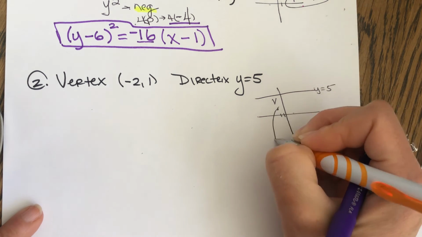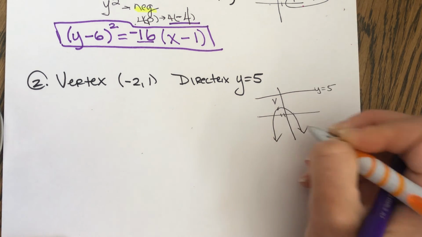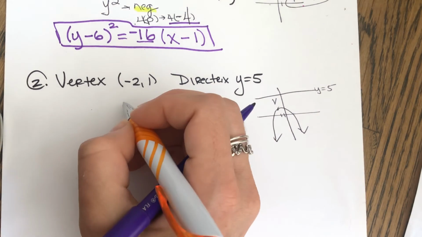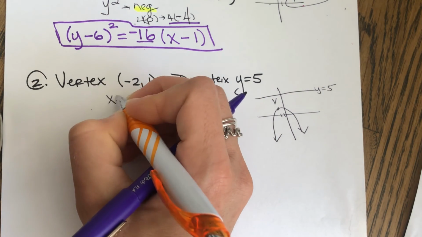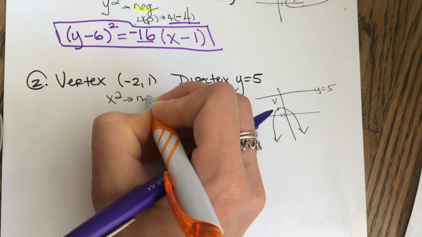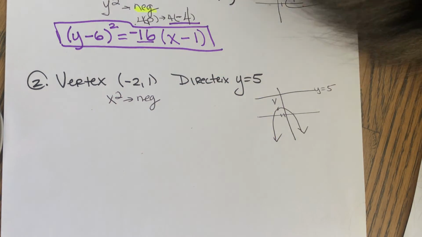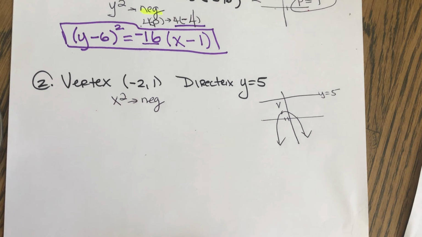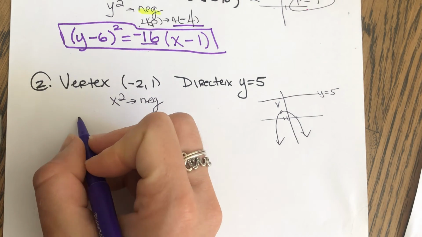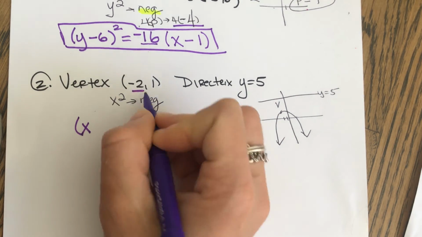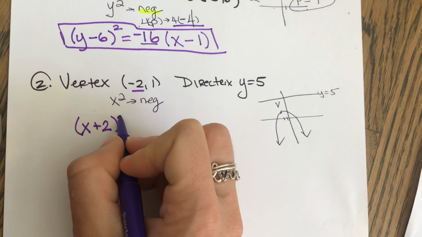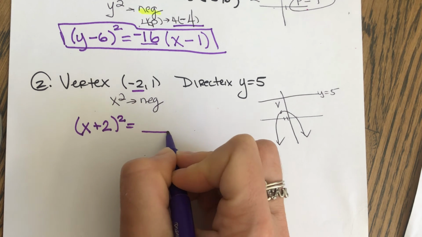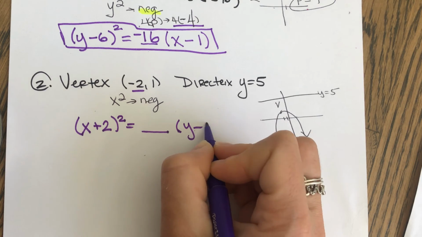Opposite of the directrix, so you're going this way. Since you're going up or down, you should know it's an x squared, and sadly we're still going down, so it is a negative. You sat on my work. All right, so since it's an x squared, let's start doing our equation. We have (x + 2) squared equals, leave space, (y - 1).